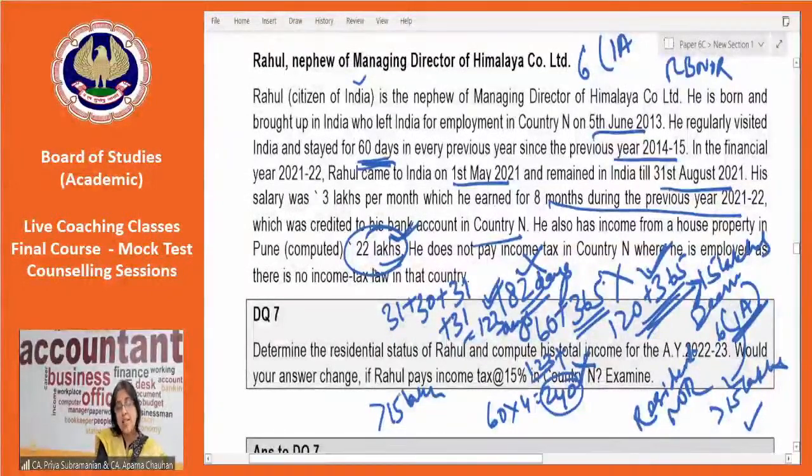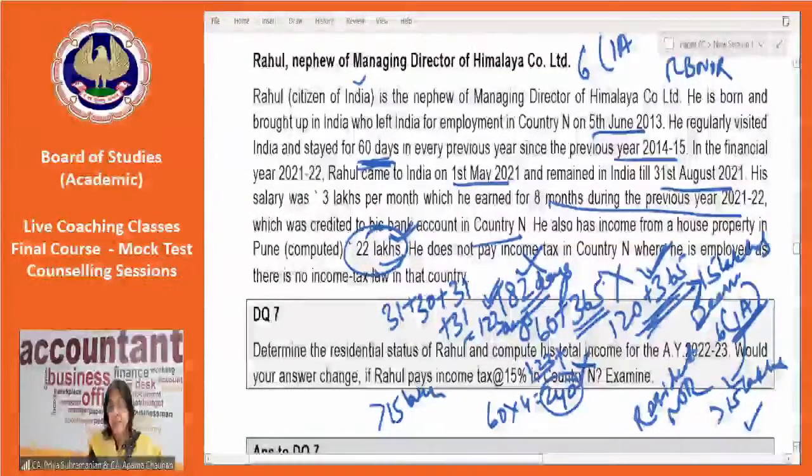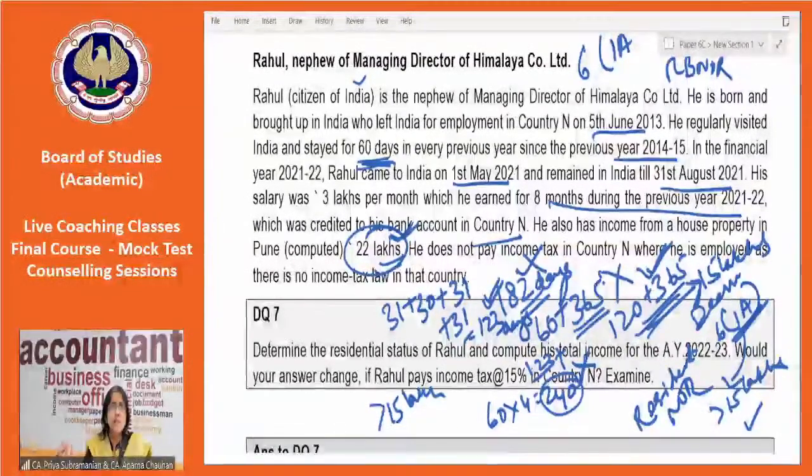Second case: would your answer change if Rahul pays income tax at 15% in that country? If he pays income tax at 15%, then the deemed resident provisions, section 6(1A), will not apply to him. So you have to go on the basis of section 6(1) provisions, that is 182 days or 120 plus 365 days. He doesn't satisfy either condition. 182 days he doesn't satisfy. 120 plus 240 only he has, he doesn't have 365 days. So neither condition he satisfies. In that case, he would be a non-resident.